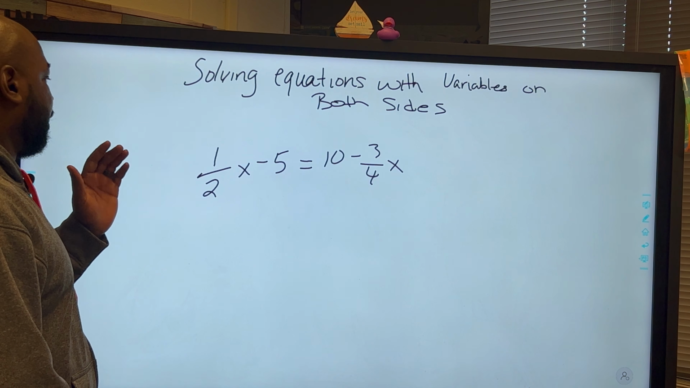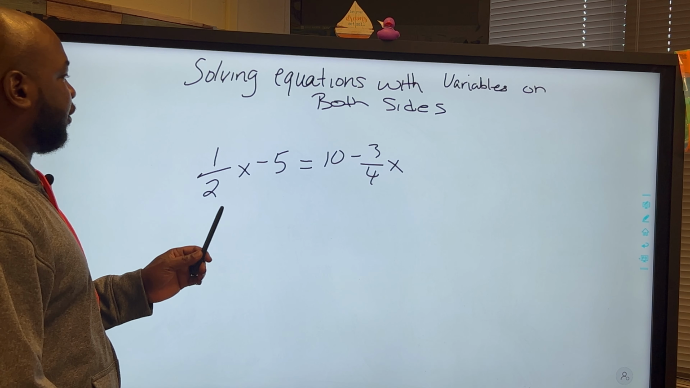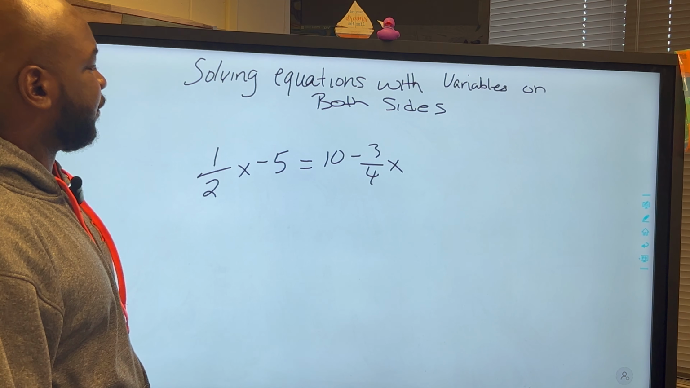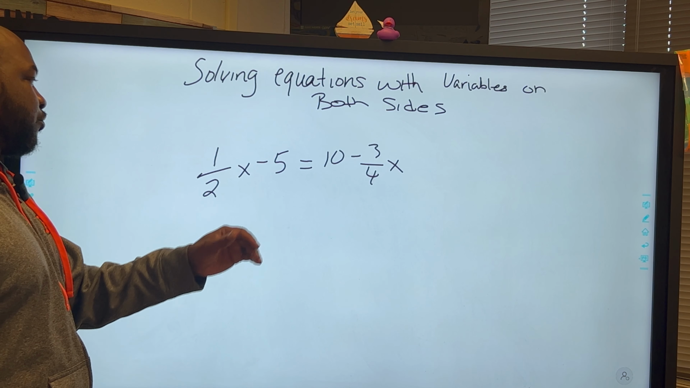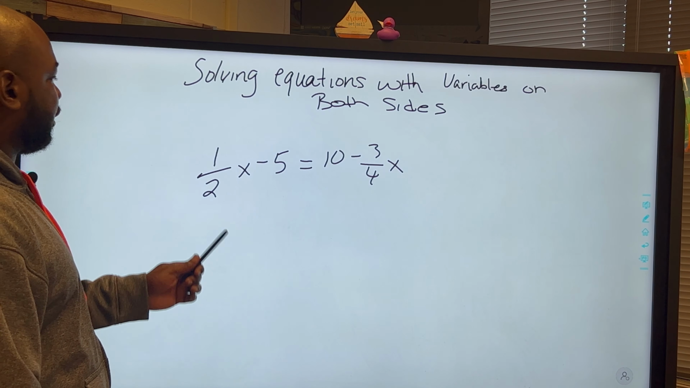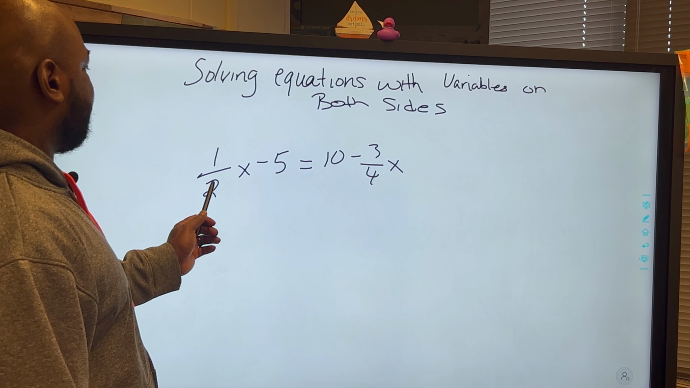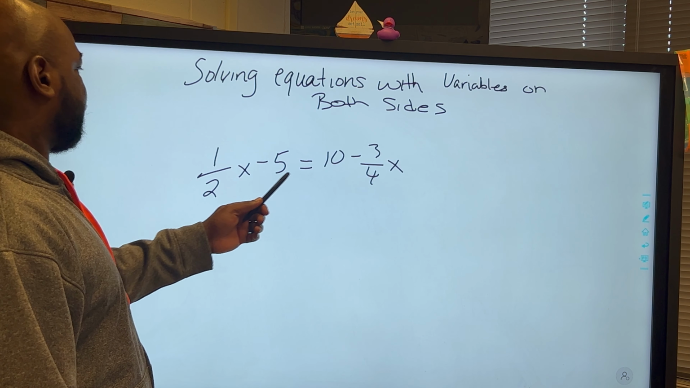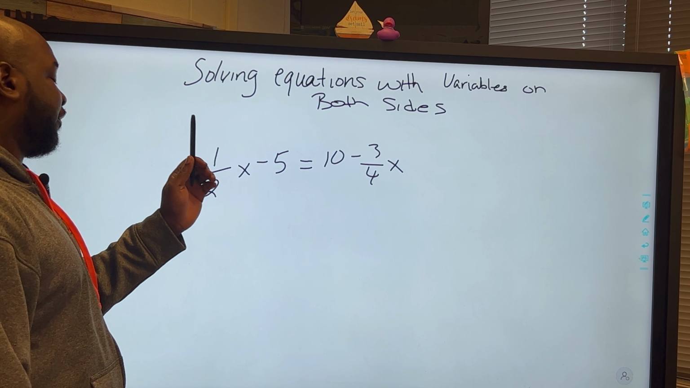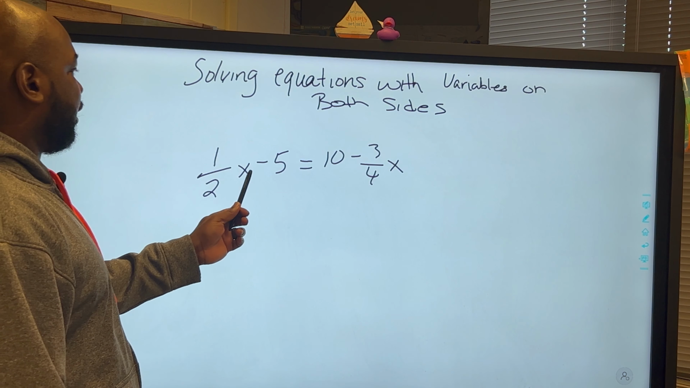Today we're going to go into solving equations with variables on both sides. We have 1/2 x take away 5 equals 10 take away 3/4 x. So we have fractions on both sides. We have these two coefficients, negative 3/4 x and 1/2 x. We also have the constants, 10 and negative 5.